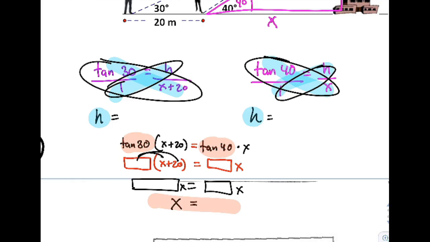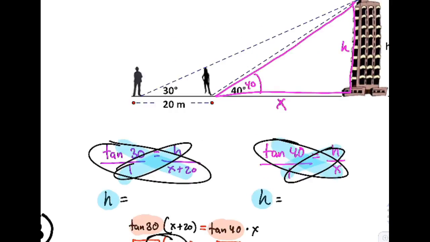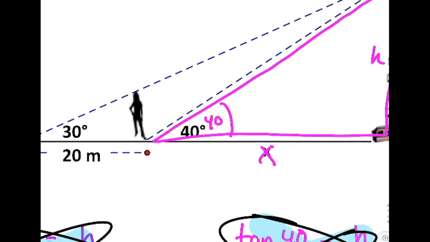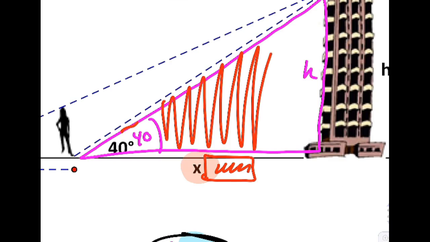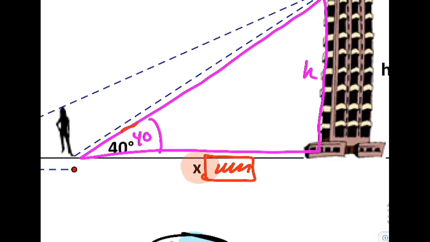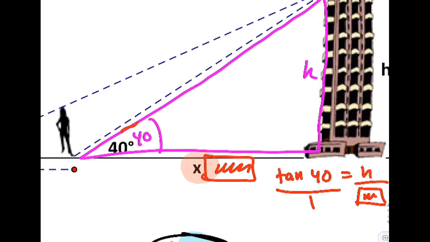You take that answer right here, and that becomes right here. That's your new x. So now you can solve for this triangle, will probably be easier. Solve for that triangle, which would be the tangent of 40 equals x over whatever you got for, or h over whatever you got for x. Cross multiply like we've always done and solve for the height.